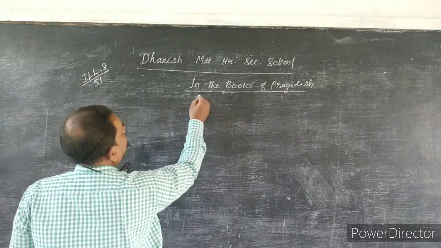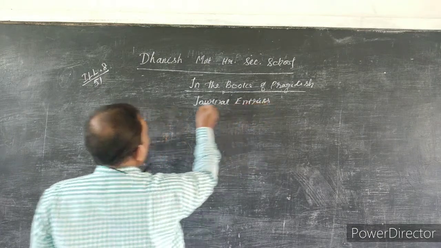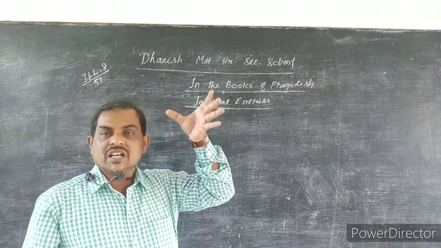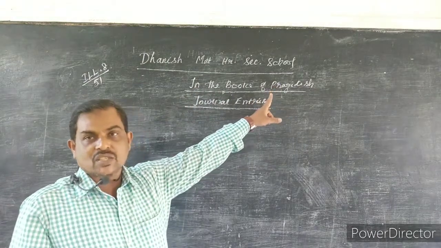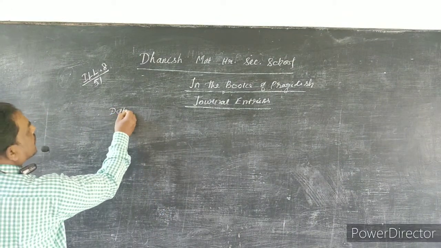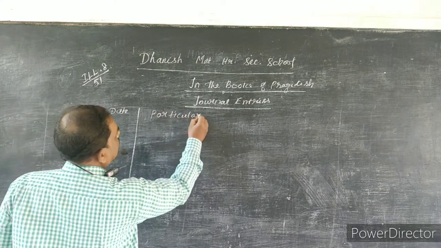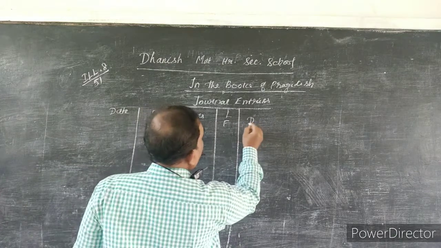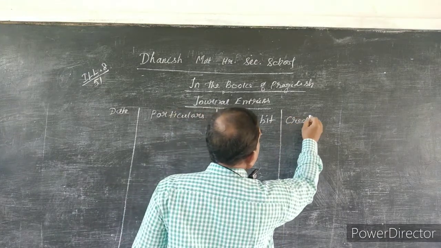Under this, two headlines will come in the single page. In the accountancy notebook, for journal entries use only a single side, not double side. In the center, write in the books of Pragadish, because Pragadish is the owner, and below that write journal entries. The first column is called date. Second column is particulars. Third column ledger folio. Fourth column debit under rupees. Fifth column credit under rupees.